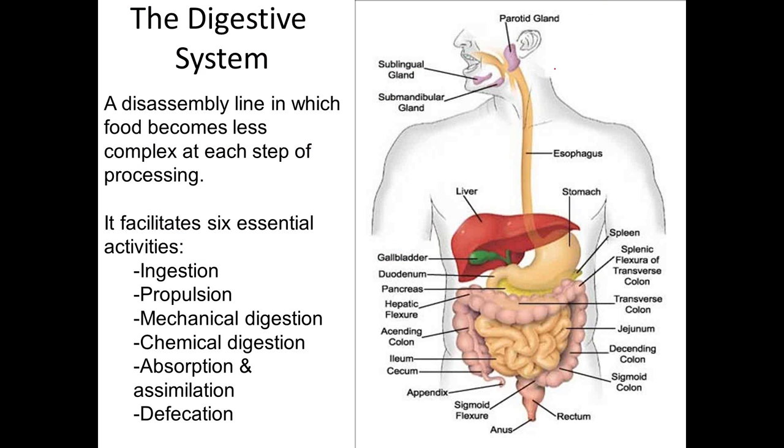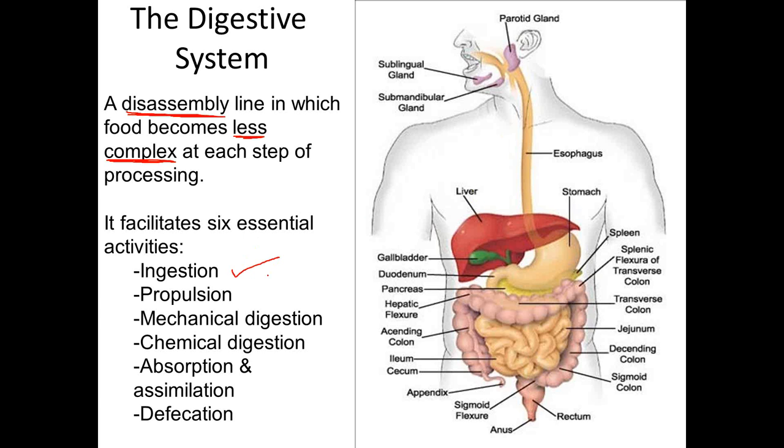So here is the human digestive system. The human digestive system is, as I said, not an assembly line, a disassembly line. And as food passes through it, it becomes less complex at each stage. Now, digestion is composed of six essential activities, and the human digestive system facilitates those six activities.